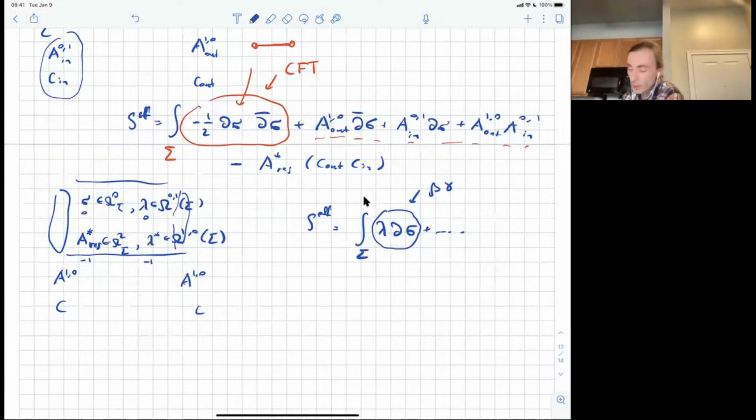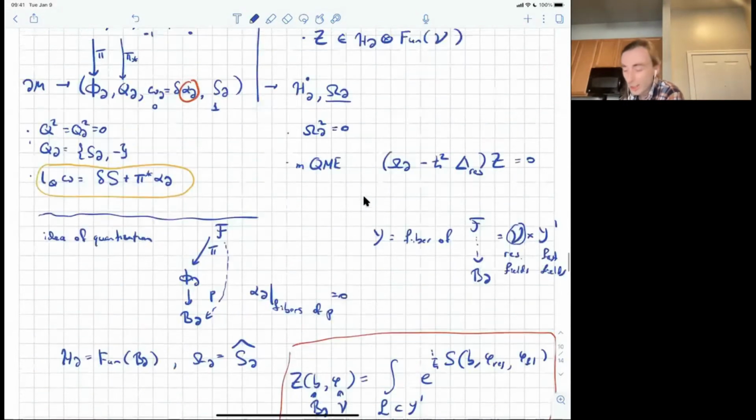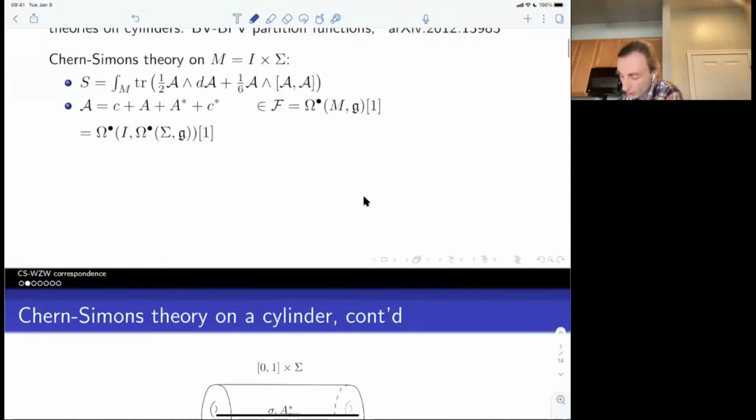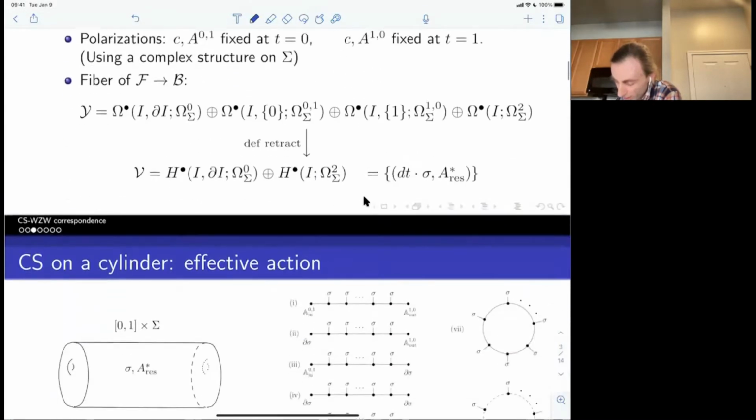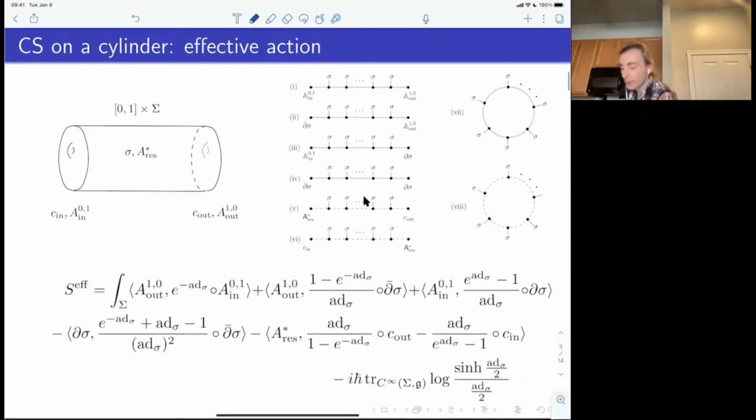Now, for the non-abelian story, fortunately, I'm in negative time. Let me just show you. Fortunately, I have some slides which at least outline the story.